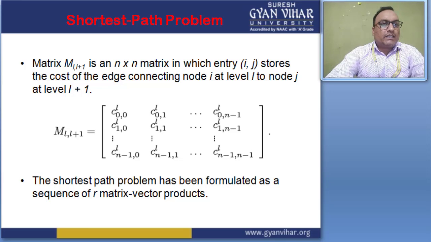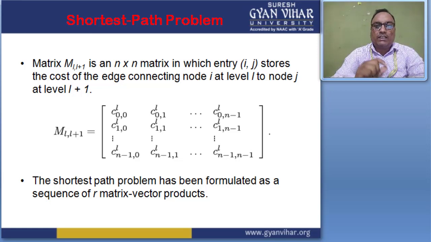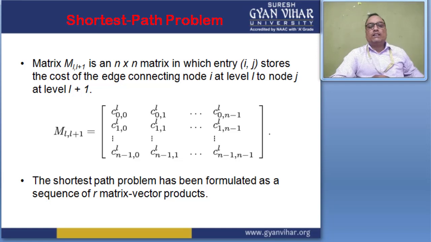In this matrix, which is of order n by n, entry i,j stores the cost of the edge connecting node i at level l to node j at level l plus 1. So the shortest path problem has been formulated as a sequence of r matrix-vector products.